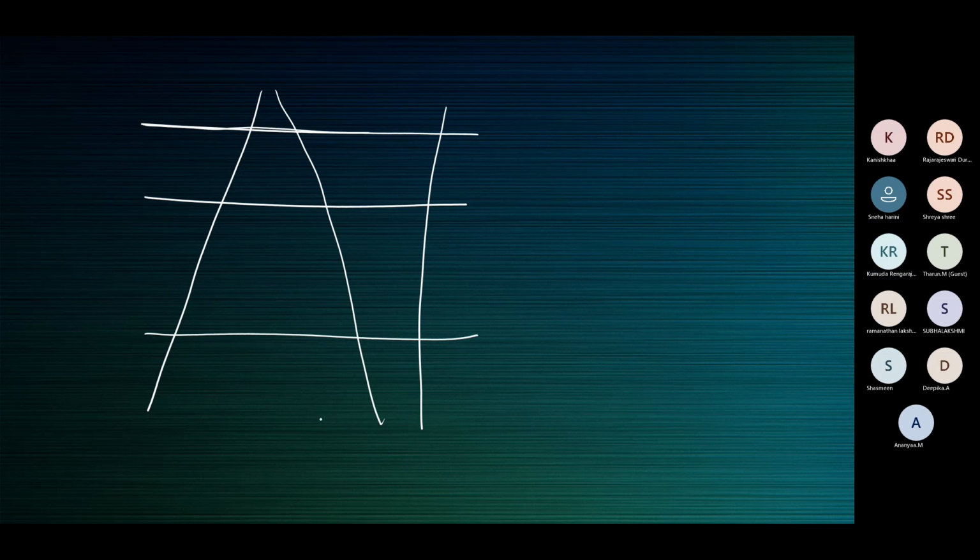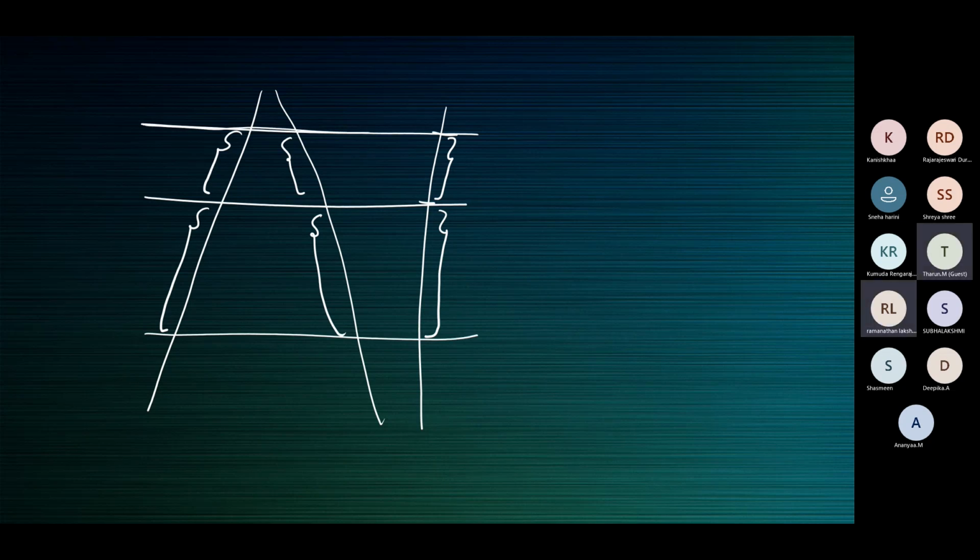Now what is an intercept? An intercept is a region of the transversal between two parallel lines. So see, this is an intercept because it's a portion of the transversal between the two parallel lines. This is an intercept. Is it understood so far? Yes, ma'am.